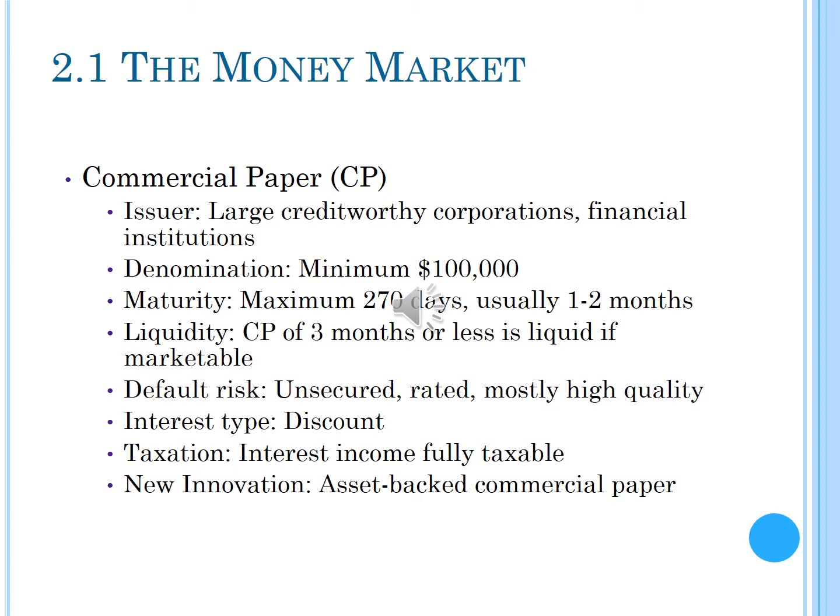How is the interest paid on these commercial papers? It's similar to T-bills, so they are sold at a discount, and then at maturity, the full amount or the face value of the commercial paper is paid out to the investor. Taxation wise, the interest income is also fully taxable, and there is a new innovation in the financial markets that is called asset-backed commercial paper. Okay.